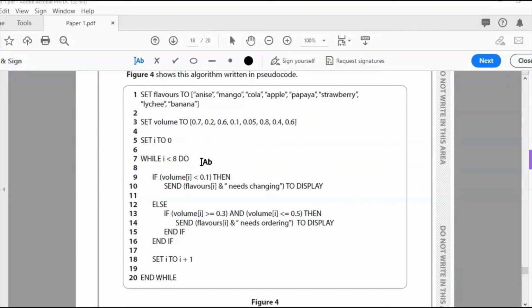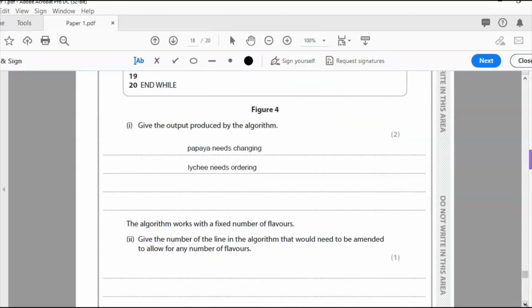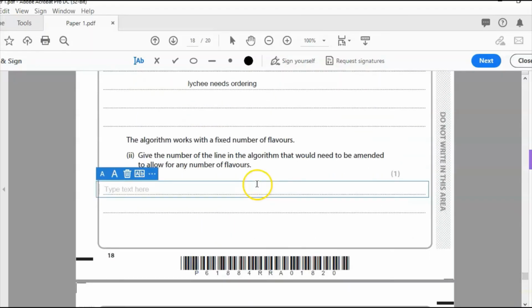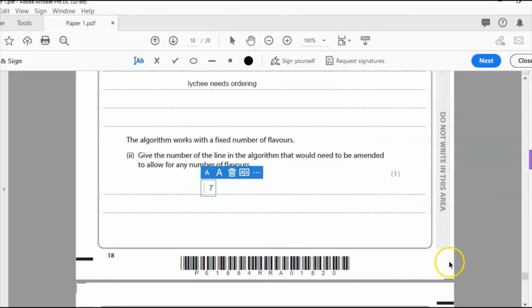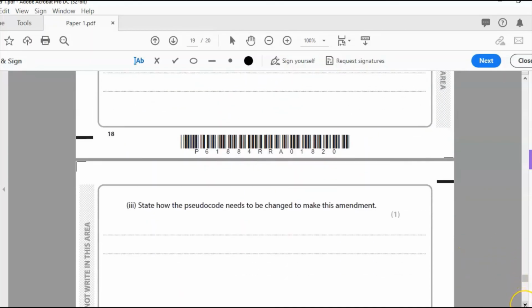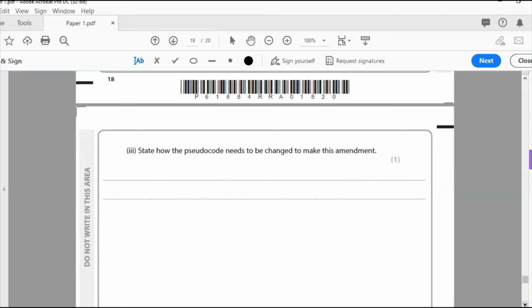And what we need to change that to is the length of flavors. So the answer for that is 7. It is line 7. And then obviously when you get a question like that, the next logical question will be, how are you going to change it? So that's what we're getting in here. Number 3, how are you going to change it?